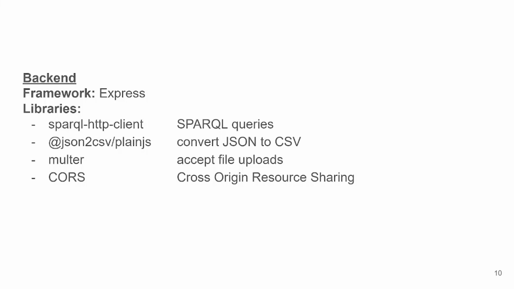On the back end, we use the Express framework with some specific libraries for working with the SPARQL backend. The SPARQL HTTP client is a library specifically for making queries to a Jena Fuseki SPARQL database. The JSON to CSV is for converting our JSON responses to CSV files. Multer is for accepting file uploads from the front end, and CORS is so that the front end can communicate with the back end.